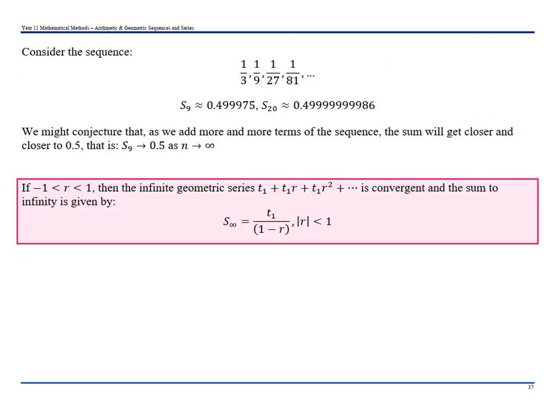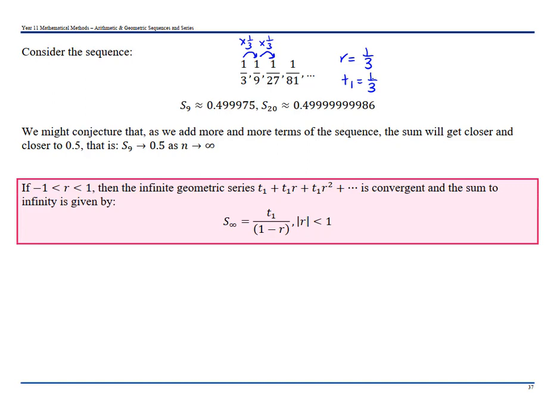So let's consider the sequence 1 over 3, 1 over 9, 1 over 27, 1 over 81. You should see that that's geometric. To get from our first term to our next term, we times by 1 over 3. Then we times by 1 over 3, etc. So our R is 1 over 3 and our first term is also 1 over 3.